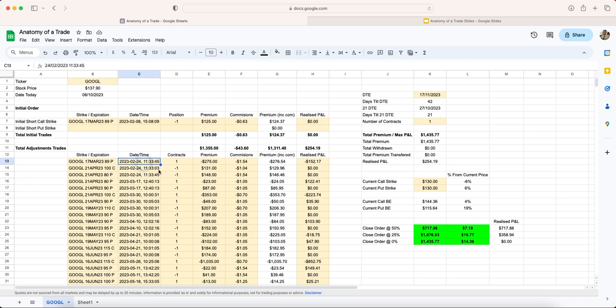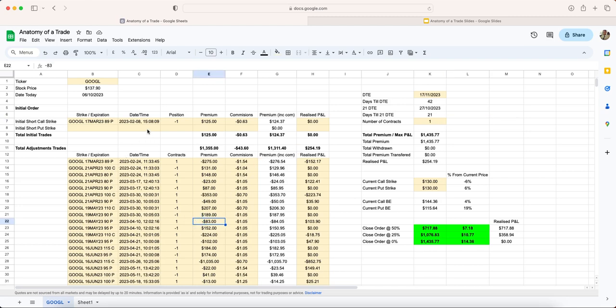So what we have here is obviously Google's current stock price and the date today, or the day I'm shooting this video. This all helps with the calculation of how I manage positions at 21 DTE and all these good things. But the key thing I'm going to walk you through is how this trade started. Then we'll look at the graph view of what happened over time to my strikes, what happened to my premium, all this kind of good stuff.